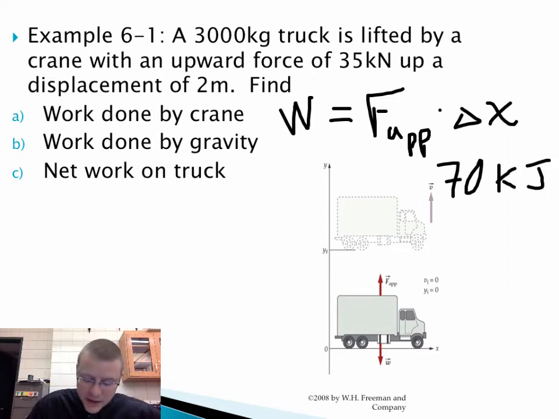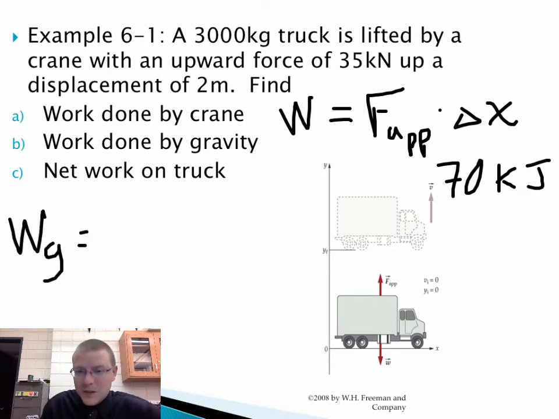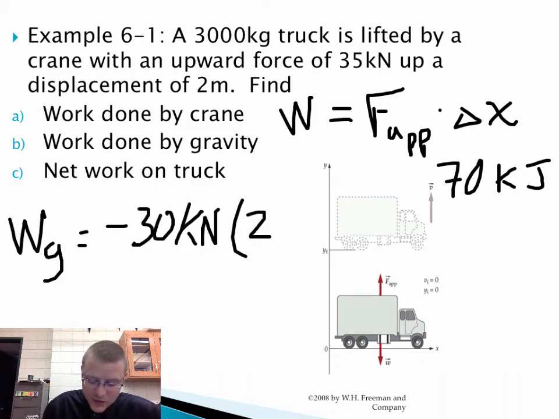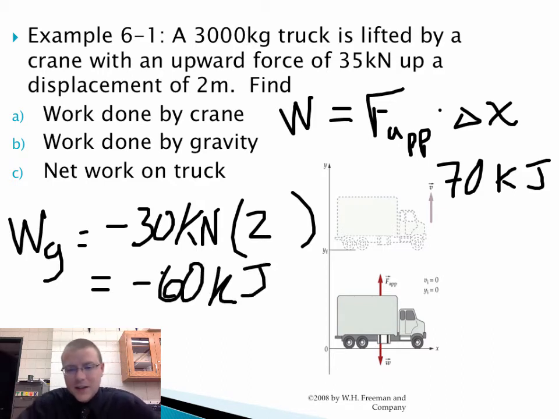If we look at the work done by gravity, gravity is a downward force with an upward displacement here, which gives us negative work done by gravity. Gravity is pulling down on the truck with 3,000 times g, or about 30,000 newtons down, and it's also going upwards 2 meters. So if you look at that, gravity is having negative 60 kilojoules of work done against it as that object's raised in the air. The net work done here is the combination of the crane's work plus gravity's work. So we get about 10 kilojoules of work done on the truck.